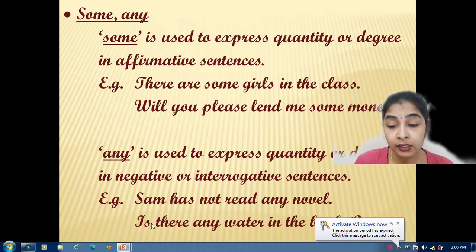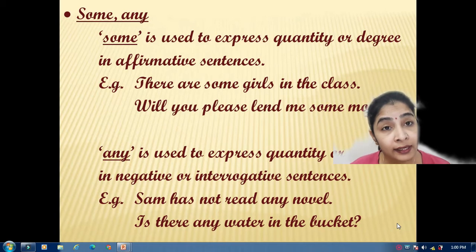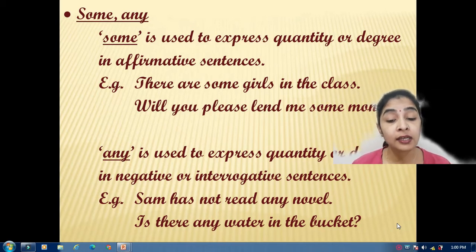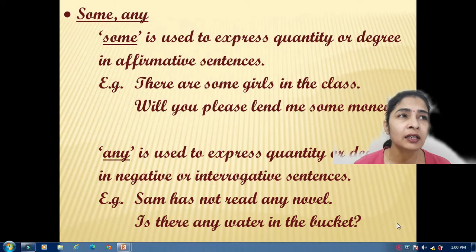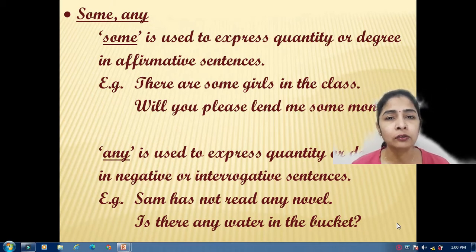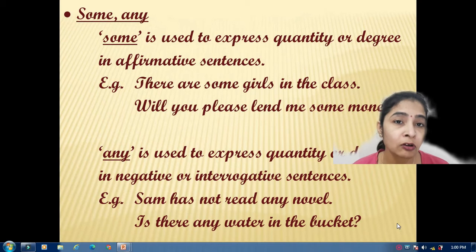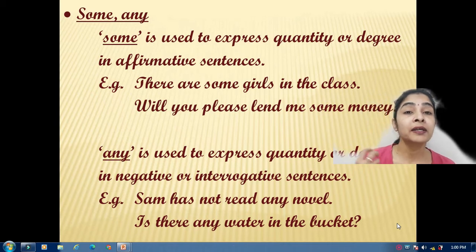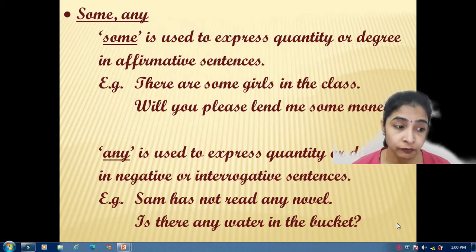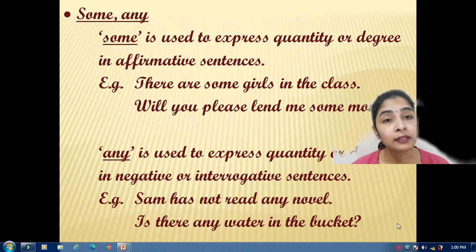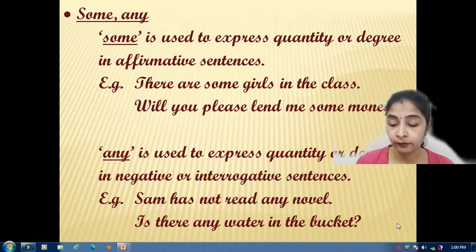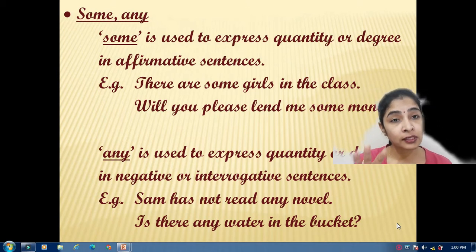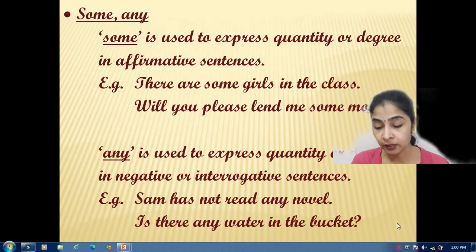Moreover, when we are using it in the interrogative sense, we are asking for something, in that case also any is used. Is there any water in the bucket? That means we are a bit sure about the thing, or we know that there is little or almost no water in the bucket. So that is why we are asking, is there any water in the bucket. Okay, is there any penny left? That means if some amount is left with you, then there we are using any. Okay, next, so some is used in the affirmative sense and any is used in the negative sense.